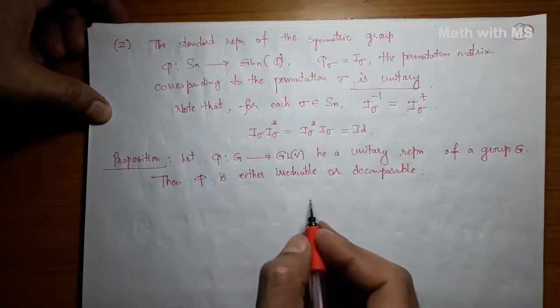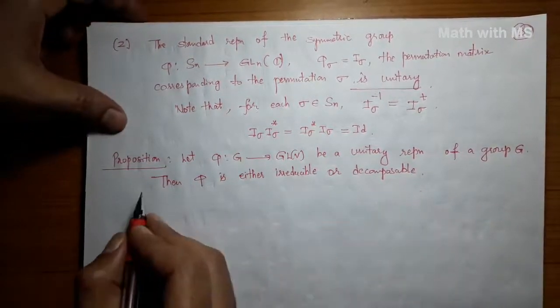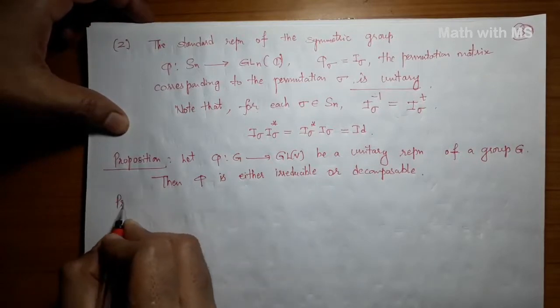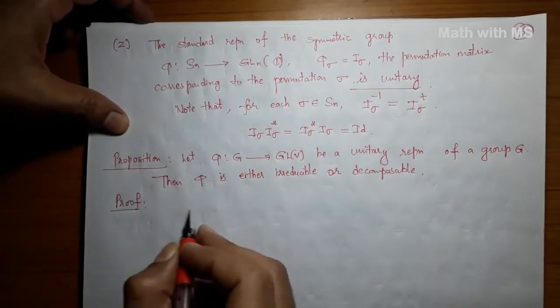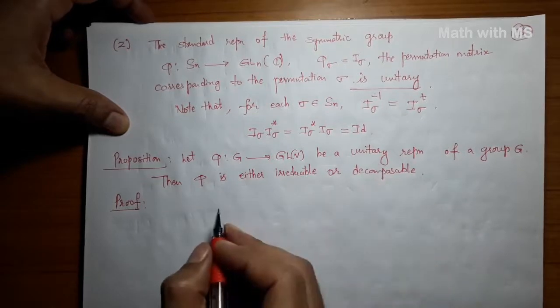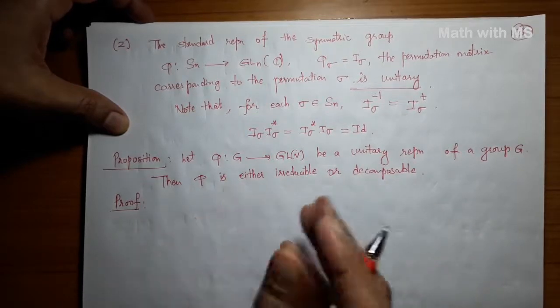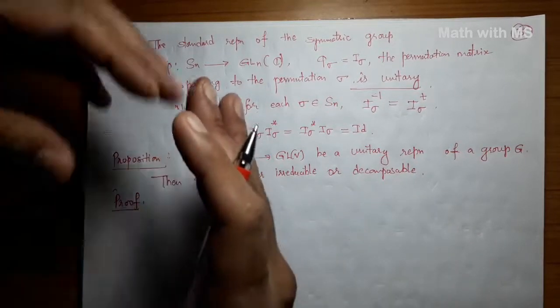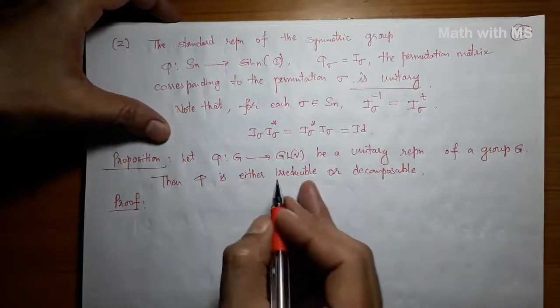This is something that we want for each representation. We will see that soon. Okay, and this is a very elementary fact. So you are given the representation unitary, and you have to show that either it is irreducible or it is decomposable. So if it is irreducible, we are done.